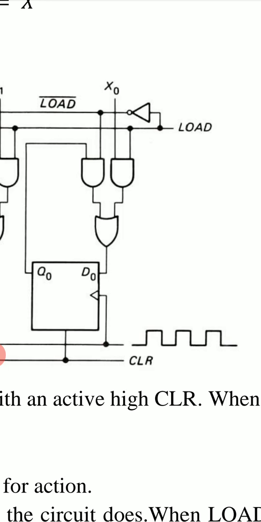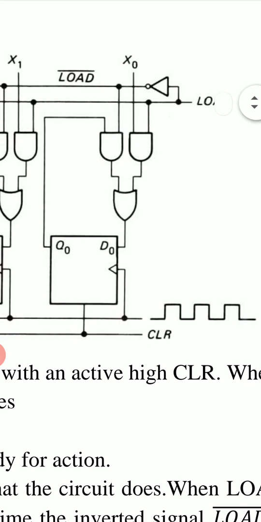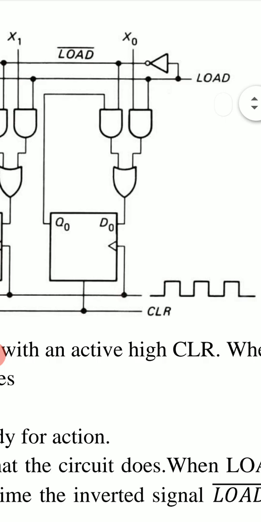In the right AND gate, the inputs are load and X0. So when load is 1, this X0 will be transmitted from this AND gate, and when load is 0, this AND gate does nothing. Similarly, the inputs of the left AND gate are load bar and the output Q0 of this D flip-flop.